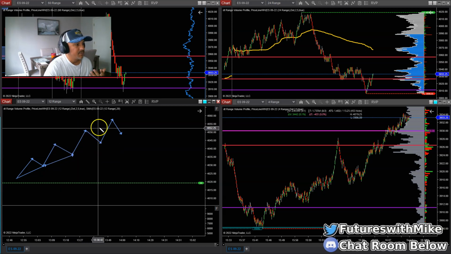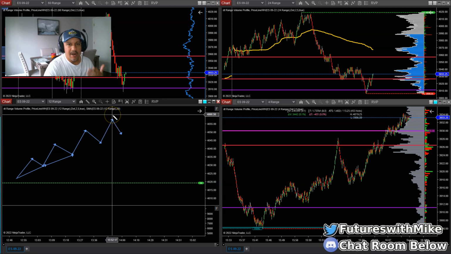All right, same thing. As price continues to make higher highs, pulls back, makes higher lows, you mark the trend lines from the previous low to the next or the most current low.